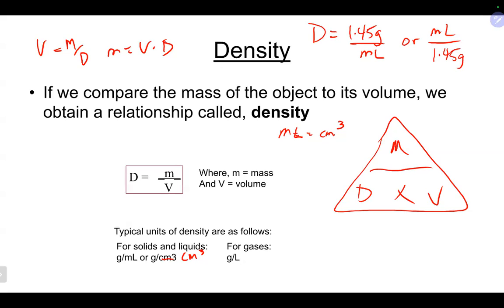The density of an object determines whether or not something will sink or float. So for example, if something is more dense than liquid water, it will sink. If it is less dense than liquid water, it will float, right?